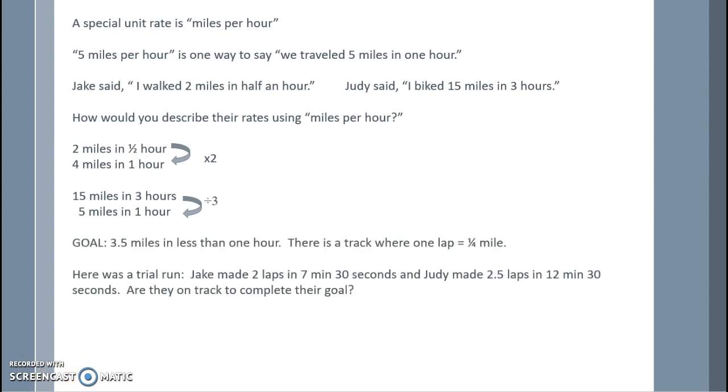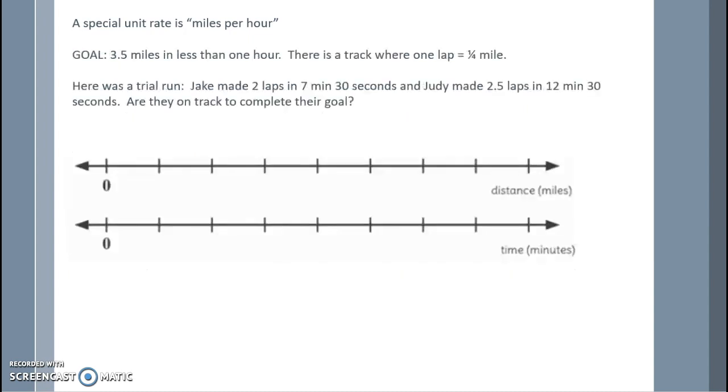So let's say Jake and Judy are going for a goal of 3.5 miles in less than an hour. There is a track where 1 lap is equal to 1/4 of a mile. Here was a trial run. Jake made 2 laps in 7 minutes 30 seconds, and Judy made 2.5 laps in 12 minutes 30 seconds. Are they on track to complete their goal?